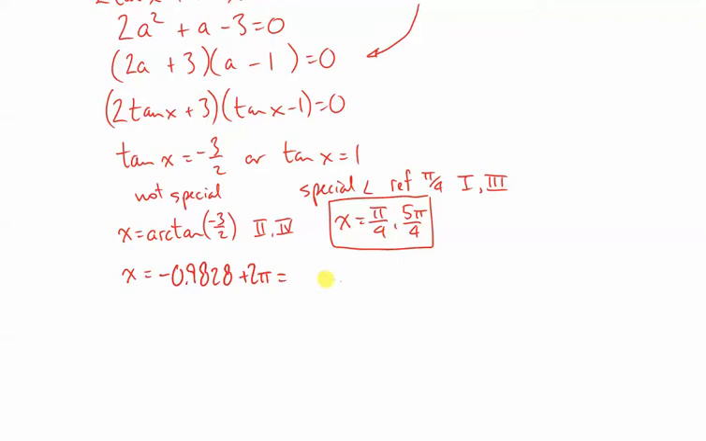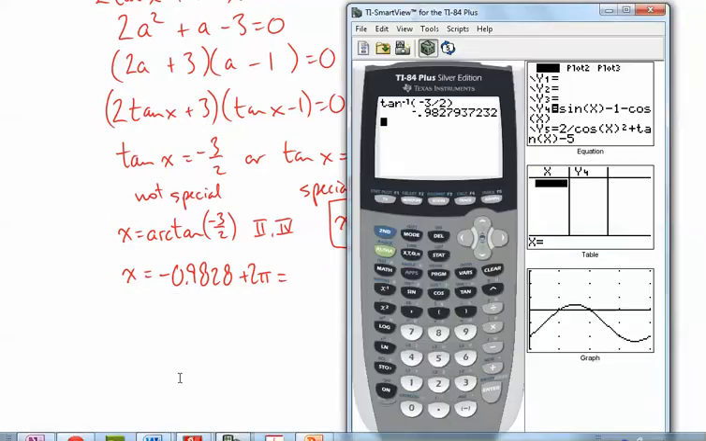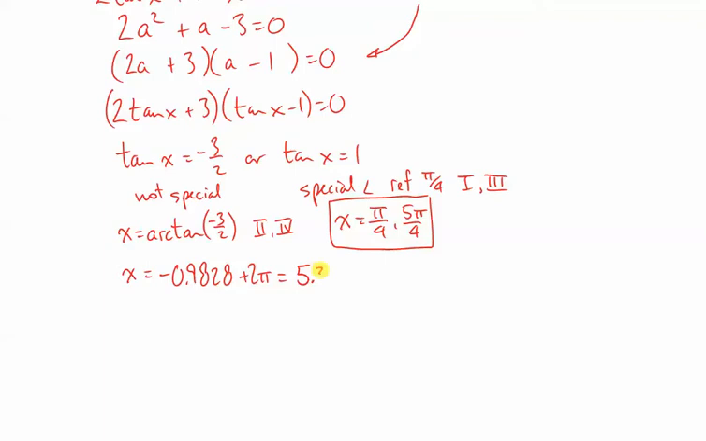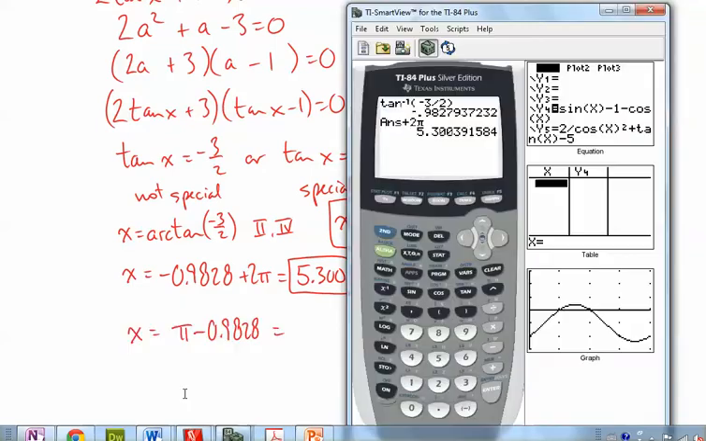Add 2 pi to find the positive coterminal angle within 0 to 2 pi, which is the normal domain restriction, 0 to 2 pi. That was 5.300 for that matter, and the other value is in quadrant 2, so it is pi subtract 0.9828 to form an angle in quadrant 2.